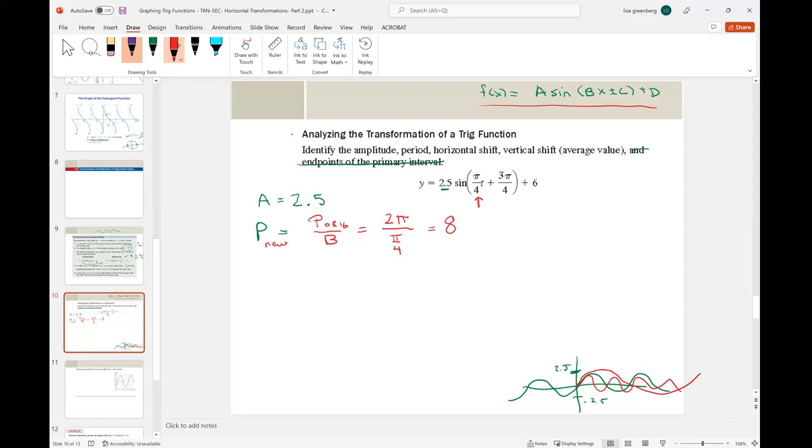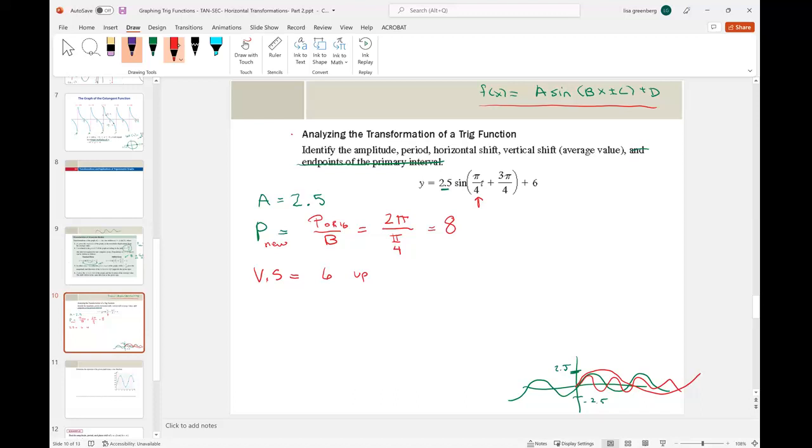So we found our amplitude, we found our period. Now I want to find my horizontal shift. Well, let's do our vertical shift first, because our vertical shift is easier. What's our vertical shift equal to? Up 6, positive 6. Okay, now we want to find the horizontal shift, and it's not so easy in this form because it's not 3 pi over 4.